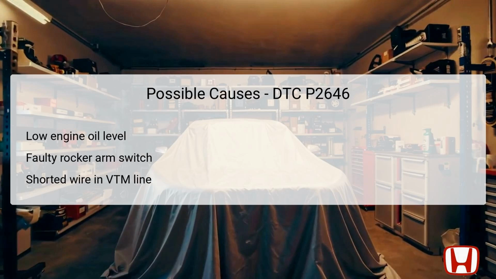Addressing the possible causes for DTC P2646 is essential for effective troubleshooting. A low engine oil level can prevent sufficient oil pressure from being achieved, which may trigger this code. Consequently, checking the oil level should always be the first step. If the oil level is adequate, the next possibility is a faulty rocker arm oil pressure switch itself, which could be malfunctioning and not providing the correct readings.